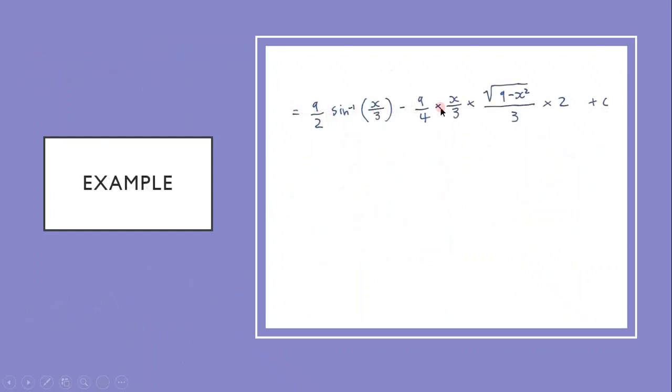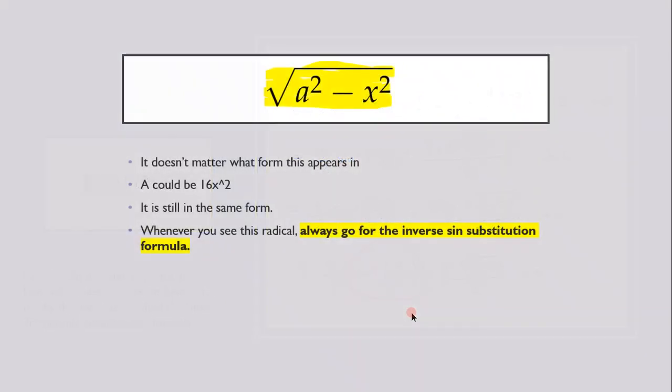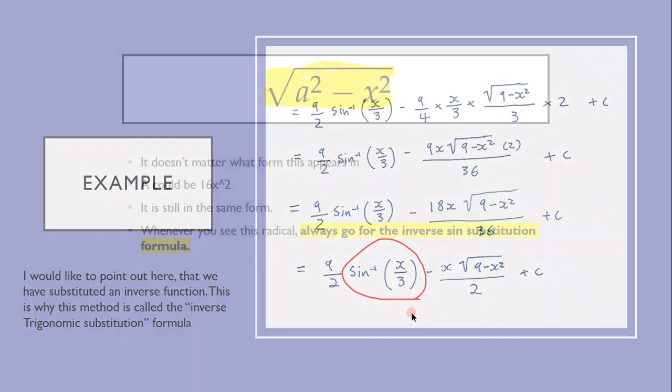And then you just substitute this back into our formula and simplify, and you're finished. Now I'd like to point out here that we have substituted an inverse function, and this is why this method is called the inverse trigonometric substitution formula. That's it. All done. So you may think that, okay, that's pretty cool, I got the hang of it, makes sense.